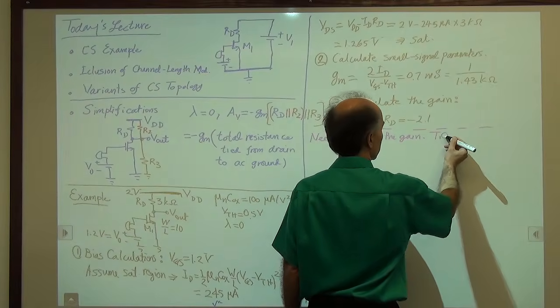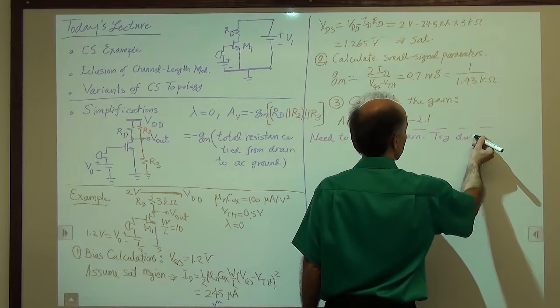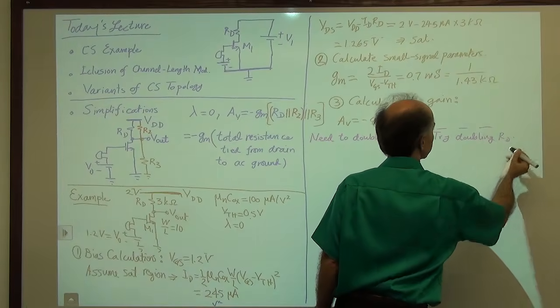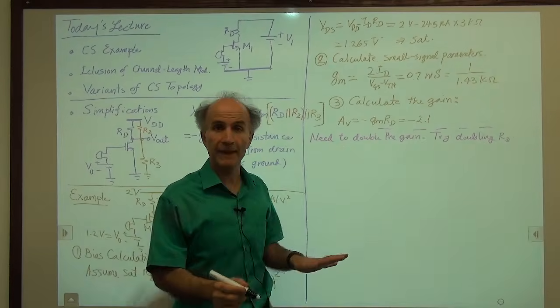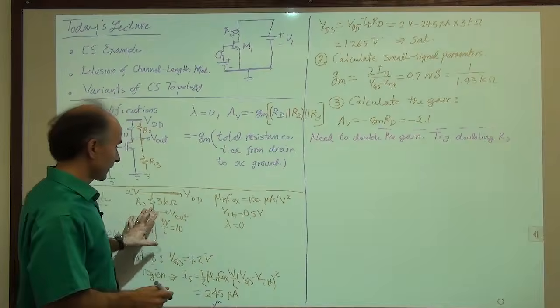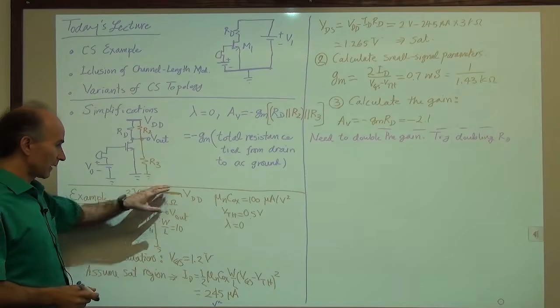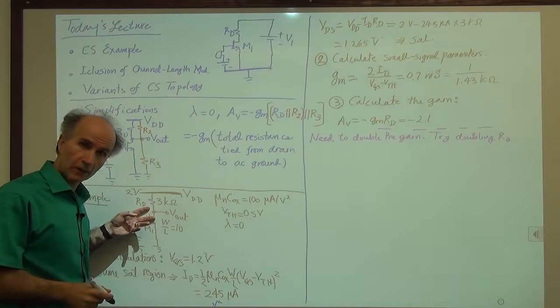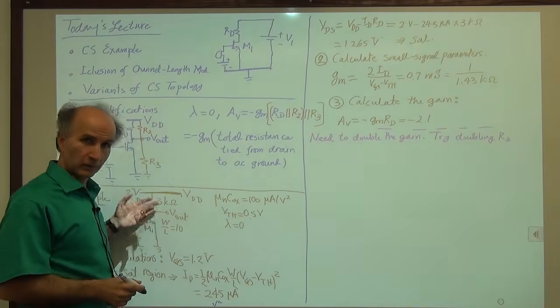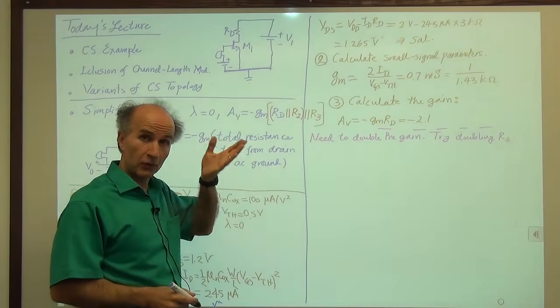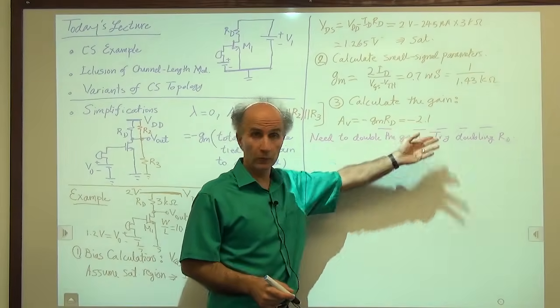So try doubling RD. We keep everything else the same. The transistor is the same. It has the same W over L, etc. The voltages here and here are the same. All we do is increase RD by a factor of 2. So we are at 6 kilo ohms. Okay, so that seems to give us a gain of minus 4.2.